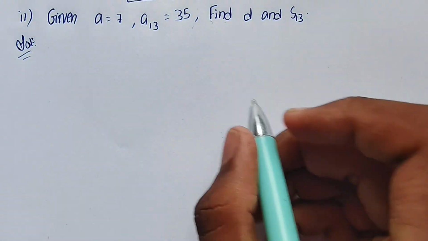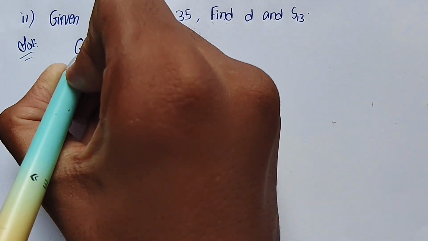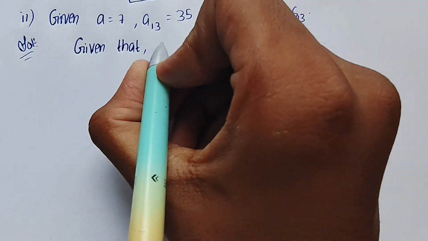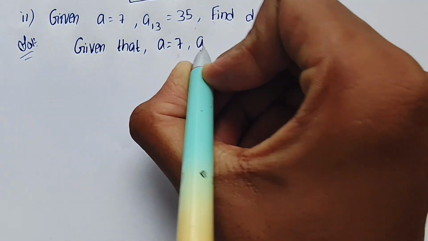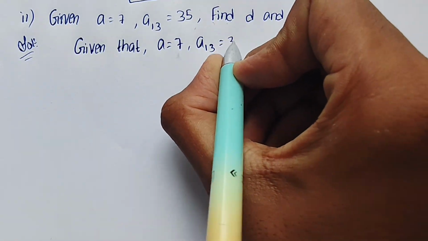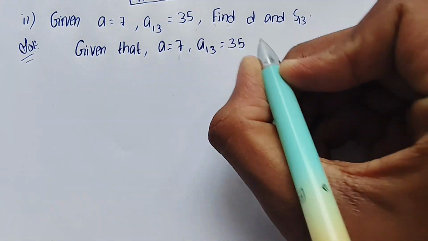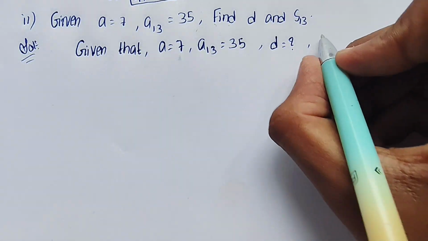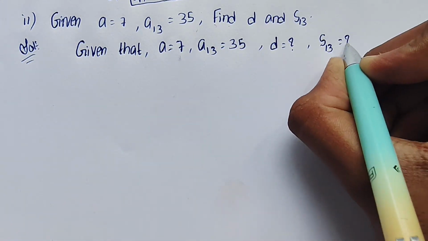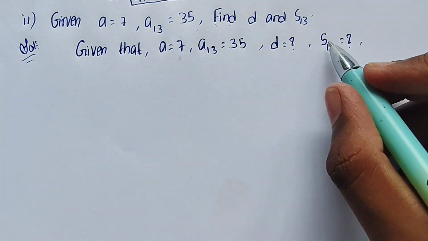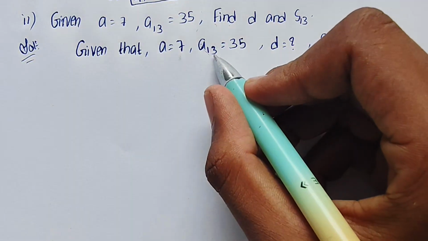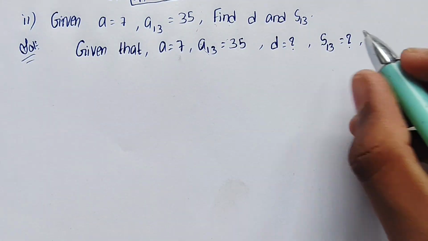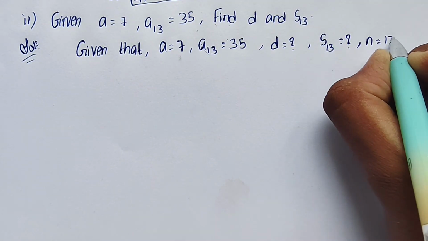In this problem, given that a = 7, a_13, meaning the 13th term, is equal to 35. He asked us to find the value of the common difference and the sum of 13 terms, S_13. So a_13 is equal to a_n, and S_13 is equal to S_n. So the value of n is equal to 13.